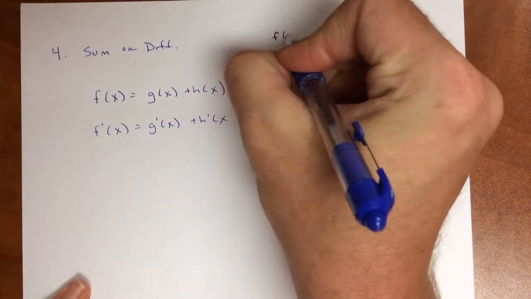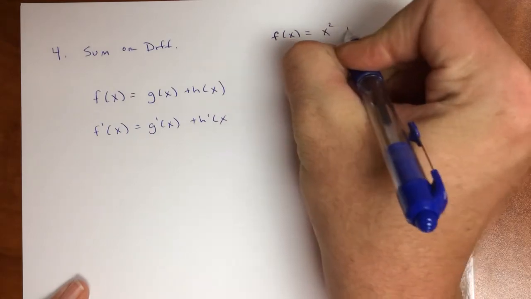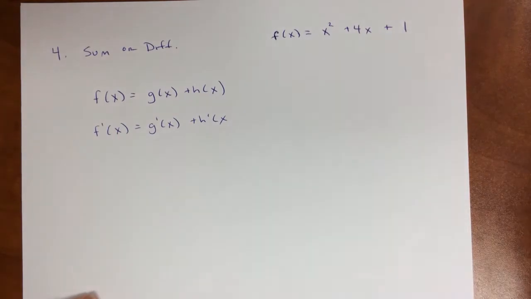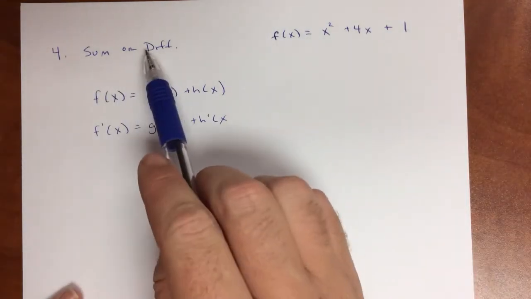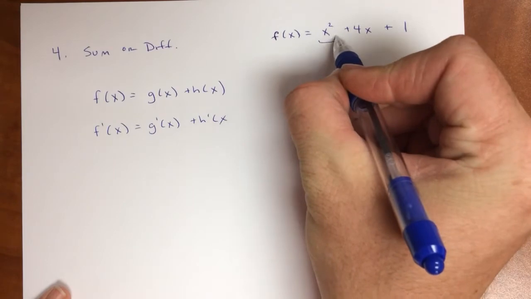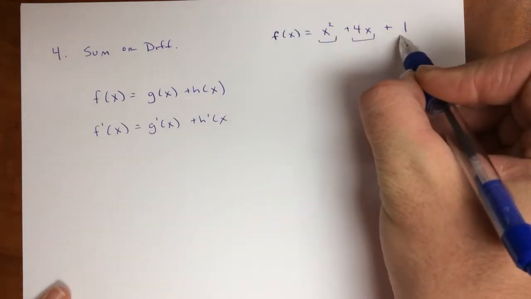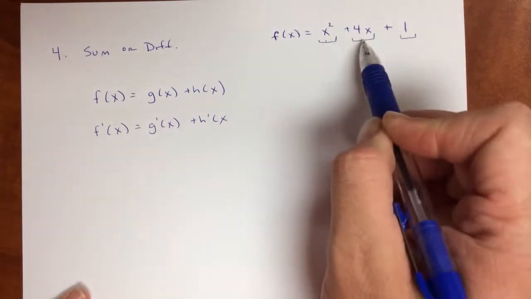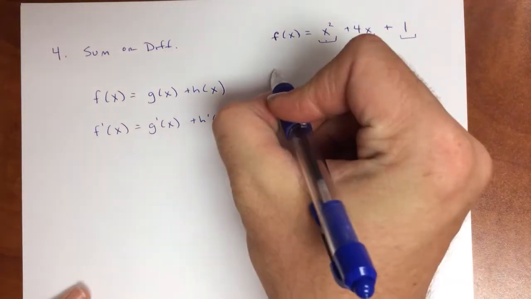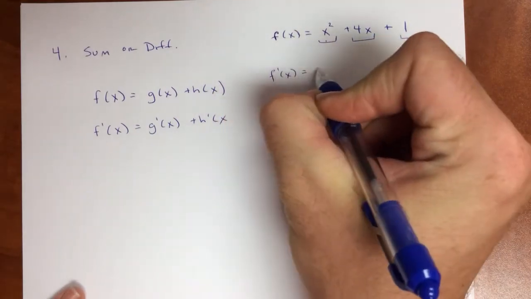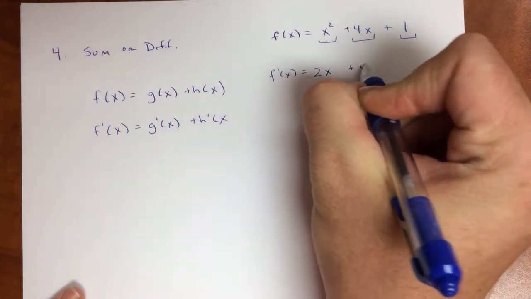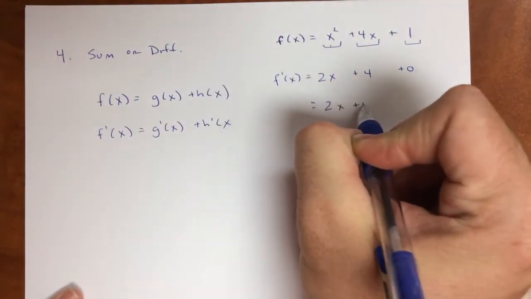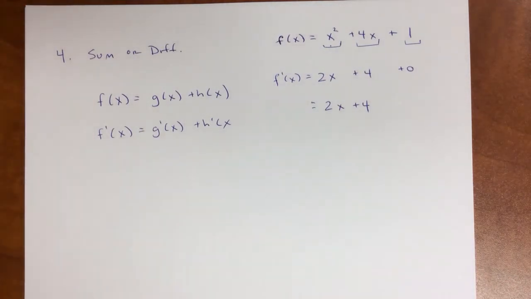So before we had f of x is equal to x squared plus 4x plus 1. This is an example we did before. So what the sum or difference rule says, we can just look at this as this is g of x, this is h of x, this is i of x. Each of these are different functions. We can take the derivative of each of these separately and then just add them together. So the f prime of x is equal to 2x plus 4 plus 0, or is equal to 2x plus 4. See how quick and easy that was?